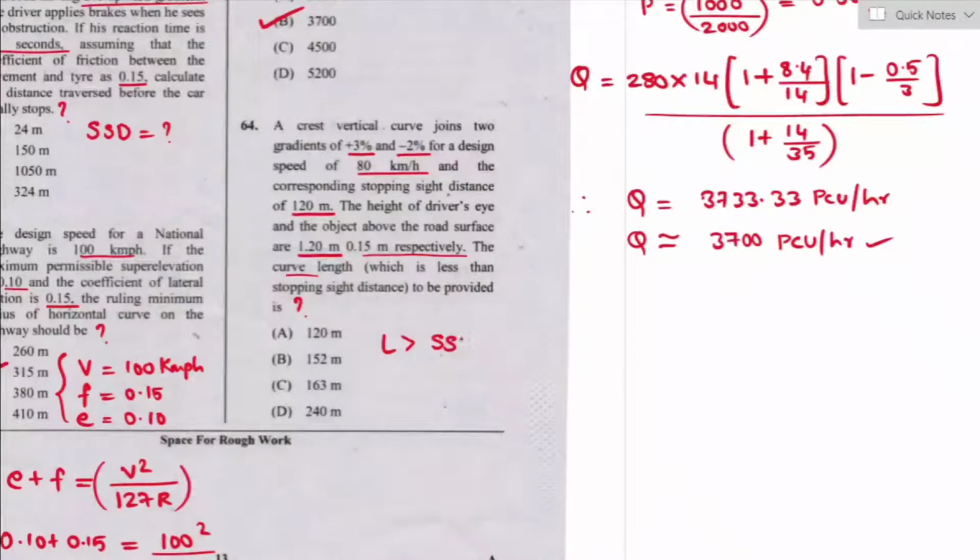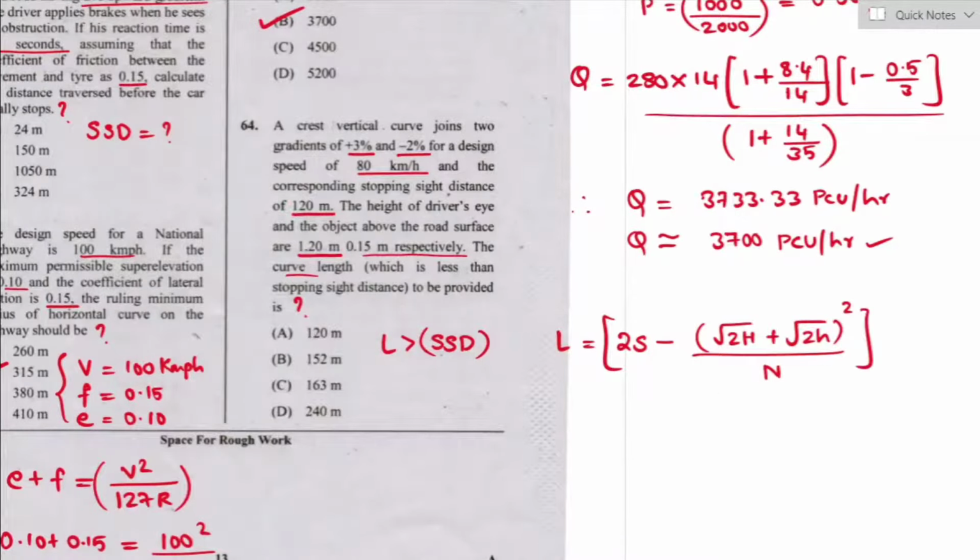Assuming length of the vertical curve should be greater than stopping sight distance, length of the vertical curve will be calculated by the formula 2S minus (square root of 2H plus square root of 2h) whole squared divided by N. N is the gradient, S is the stopping sight distance. Stopping sight distance is given as 120 meter, so 120 meter.